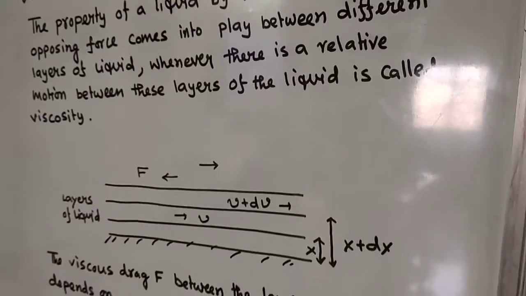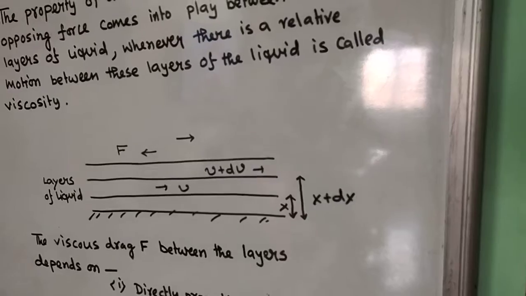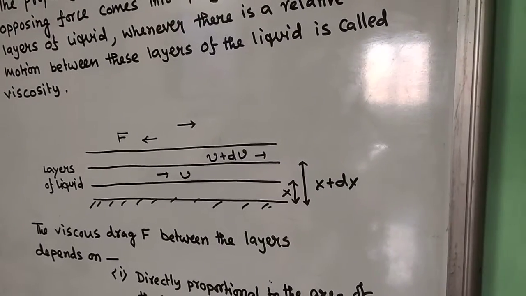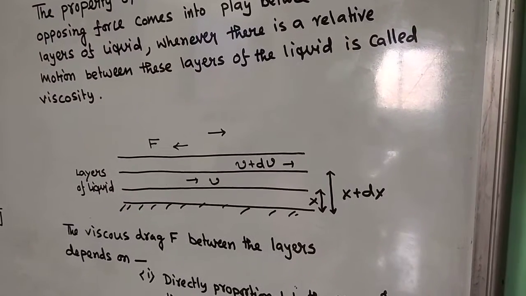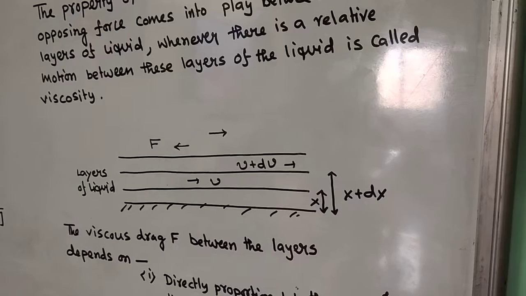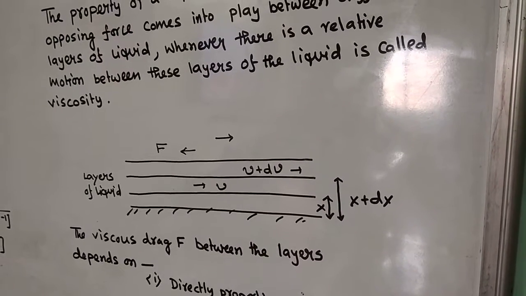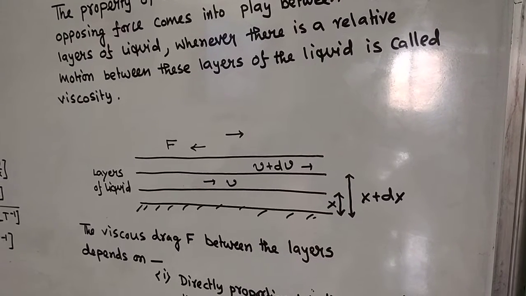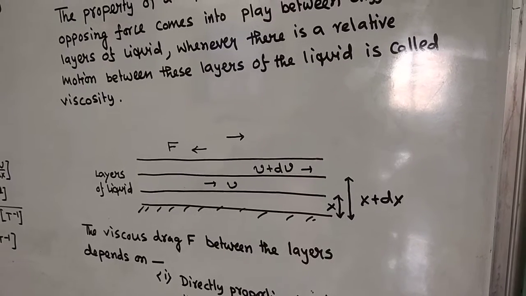Let me explain by considering this figure. You see the shaded region, the bottom line, is your solid surface, and over the surface liquid is flowing. Now we'll split the liquid into layers. The layer in direct contact with the solid surface moves with velocity v, and the layer above that is moving with velocity v plus dv.